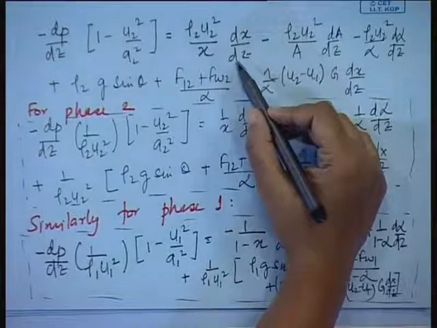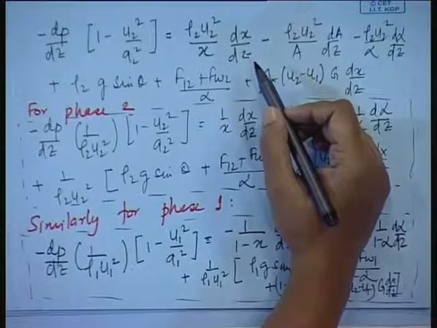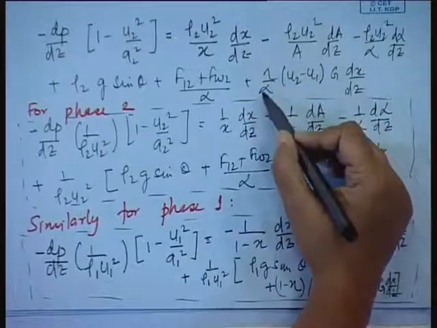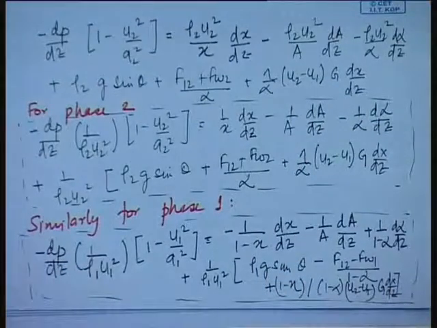What is extra here? Extra in this particular case which you get is, number one, the effects of phase change, dx dz terms, and the other one is dx dz then eta, all these terms, and the additional degree of freedom which is introduced by alpha.